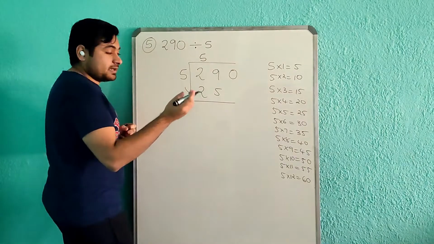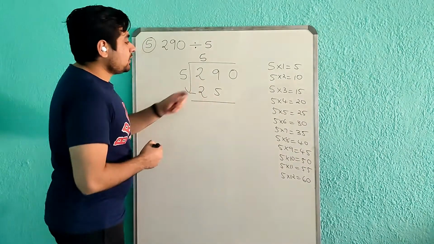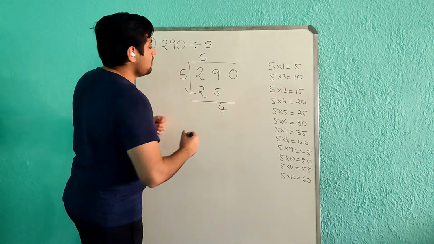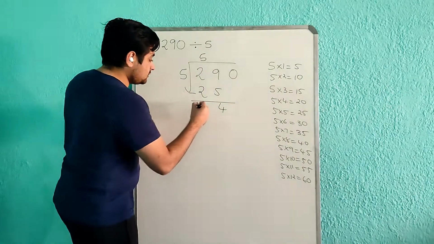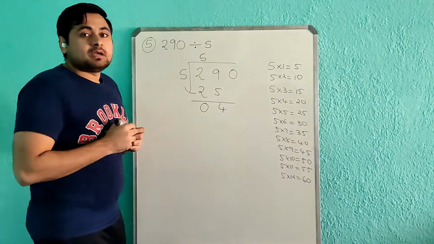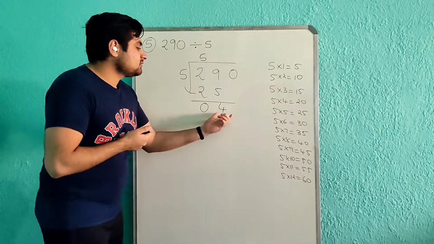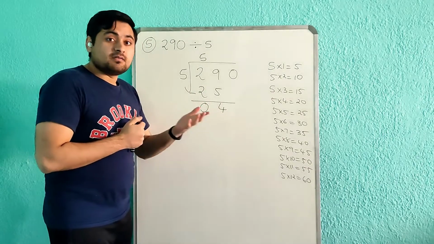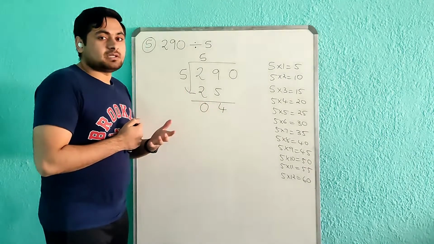What's the next step? Go and write the minus sign. So what is 9 minus 5? 9 minus 5 gives us a 4. What is 2 minus 2? 2 minus 2 gives us a 0. Now again, you go and ask yourself, does 4 come in the table of 5? You know 4 is smaller than 5, right? So 4 does not come in the table of 5.